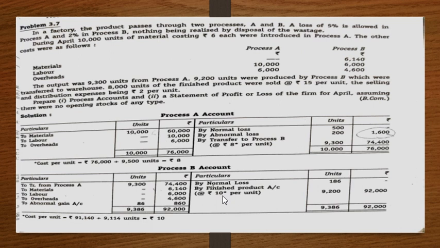Next, we have prepared the process account. Next they have asked us to prepare a statement of profit or loss to know whether the firm is gaining profit or loss, because they are selling 8,000 units out of this finished product. Your finished product is 92,000, the cost you have spent for it is 92,000. So the cost per unit is rupees 10 for the finished product.